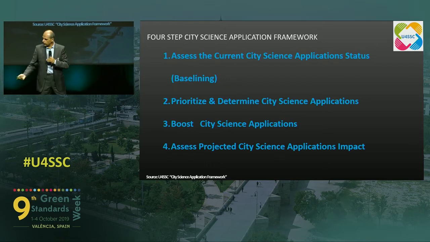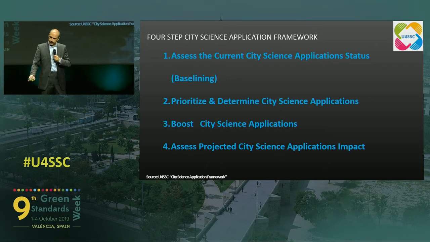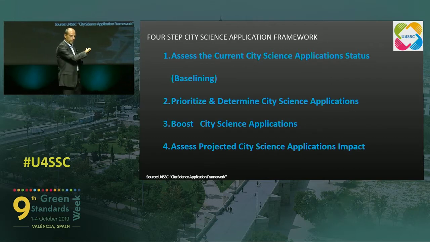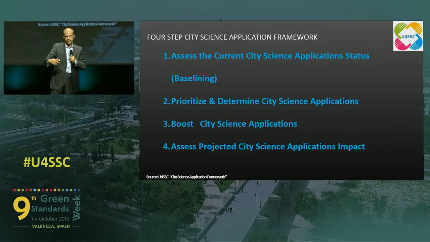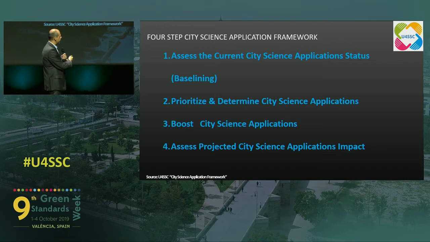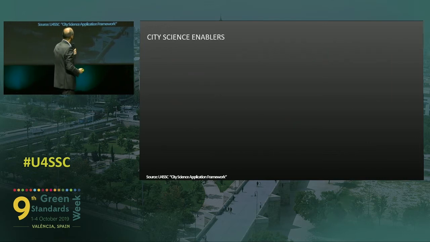So we assess at the end our city science application and its impact on the city. And it's a circular approach. We can go back to step number 1, do the assessment again and apply the steps. So that's essentially the city science application framework.